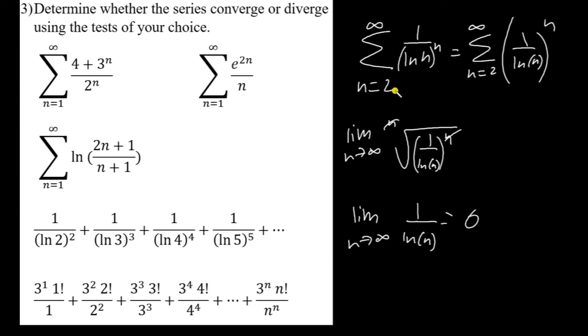Okay, so basically what the root test says is if our limit is greater than 1, then we have a divergent series. If our limit is less than 1, it's a convergent series. And since this is 0, which is less than 1, we have a convergent series. Okay, so we'll say our series converges by the root test since the limit is less than 1.